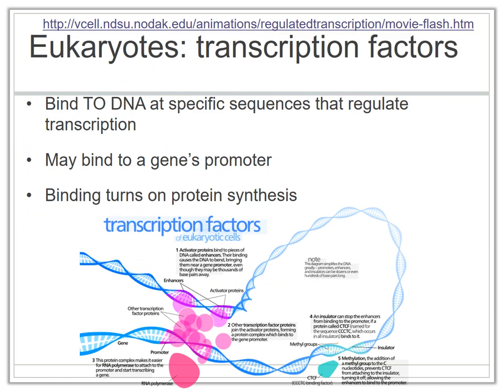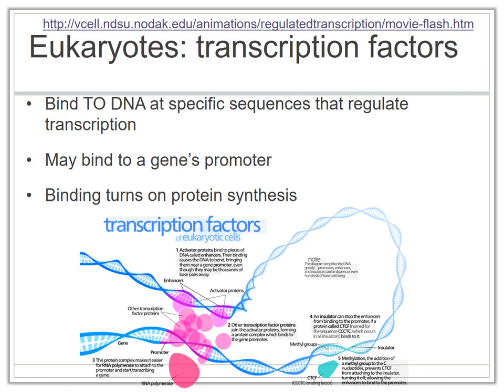Eukaryotic organisms have something called transcription factors. Transcription factors will bind to DNA at specific sequences that regulate transcription. They may bind to a gene's promoter. And so again, the promoter is the area right before the gene that is going to be transcribed. It is the area where the RNA polymerase will be attaching and starting to transcribe. And then the binding turns on the protein synthesis.